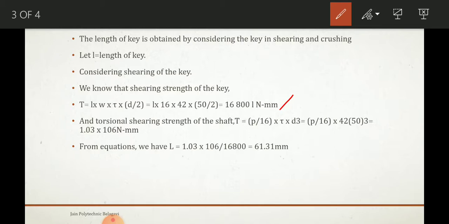Now we also know that the torsional shear strength is given by T equals pi by 16 into tau into D cubed. So pi by 16 into tau, which is 42, into D cubed, with D as 50. What you will get is 1.03 into 10 raised to 6. Now we have to apply the maths rule: when the left hand sides are equal, the right hand sides must also be equal. Equating the right hand sides, we get the length of the key as 61.3.